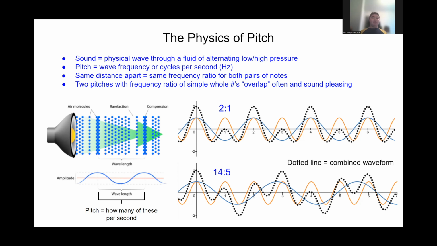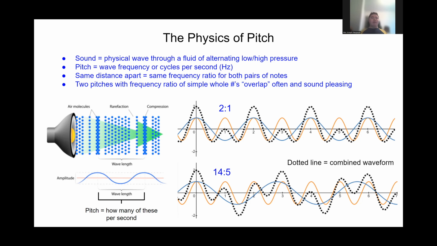When we say that notes are the same distance apart, we're actually talking about the fact that the frequency ratio of both pairs of those notes are the same. So if two pairs of notes are the same interval, their frequency ratios will also be the same, which means that we don't hear pitch and differences in pitch by the numerical difference in frequency. We hear it by the ratio of those two frequencies.